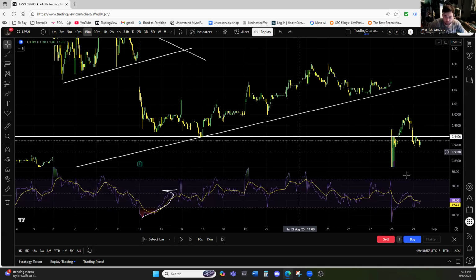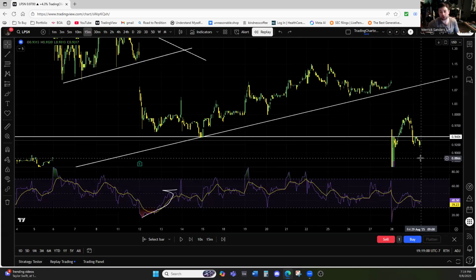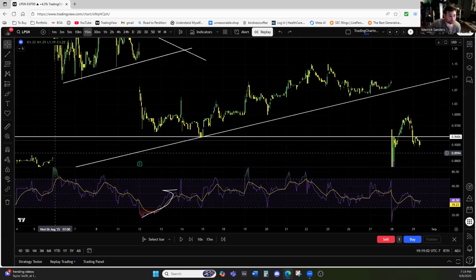So I wasn't following this with a stop loss or anything. I just picked an arbitrary target. I had a little bit of reasoning behind it and took my profits there.